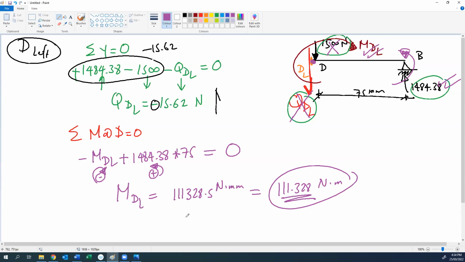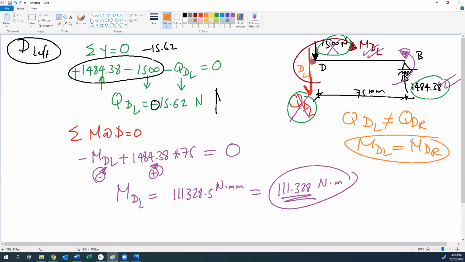Again, from this section, we notice that QD left does not equal QD right, and MD left equals MD right. So for the moment, you don't have to do left and right, but for shear, you have to, because QD left is different from QD right. Okay. Do you have any question for this example? So now we finish the shear and moment for point D in question 1.